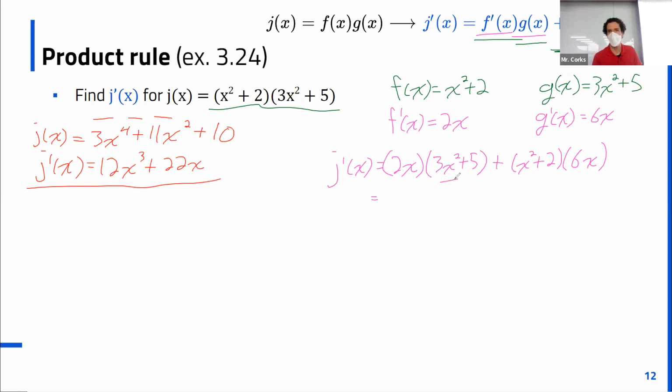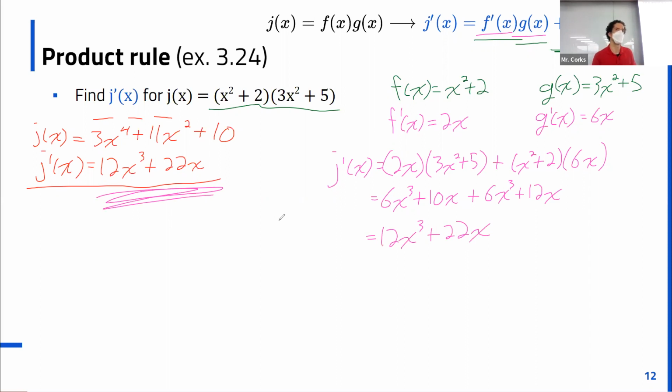If we expand the left part here, we would have 6x cubed plus 10x. Expand the right part, we would have 6x cubed again, plus 12x. And we can see if we just combine our terms here, we get 12x cubed plus 22x. And that's the exact same thing we had over here on the left side. So it's another way of doing it.